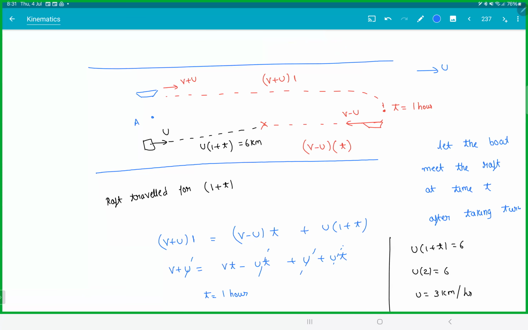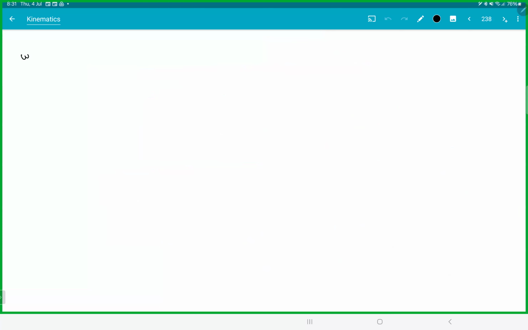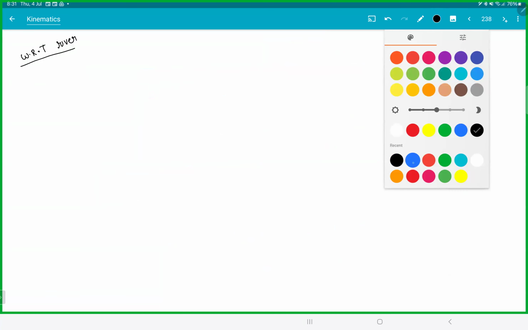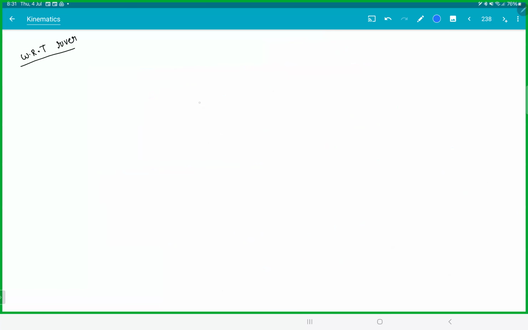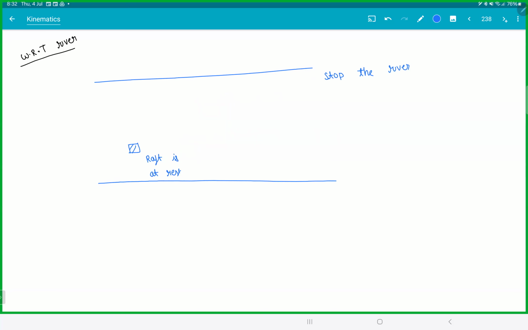Now, if you do it with respect to the river, it is much faster. Meaning, think about it. Let's say someone throws you and me both into a river. You will go with the river, I will go with the river. What will I think about you? You're just beside me. So if you stop the river, it feels the wooden plank is at rest. It will feel the raft is not moving.